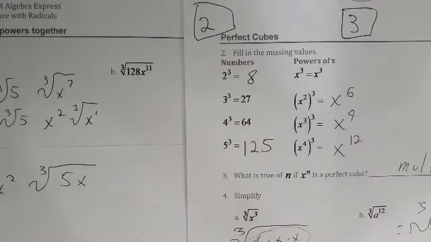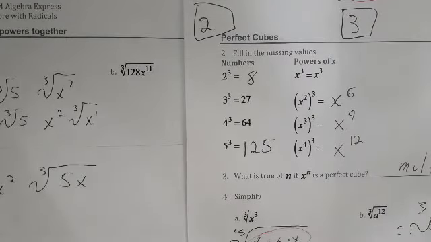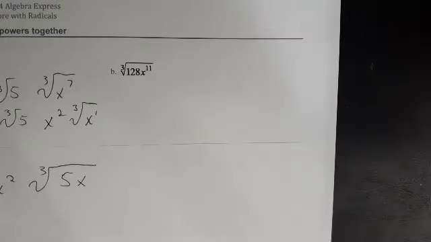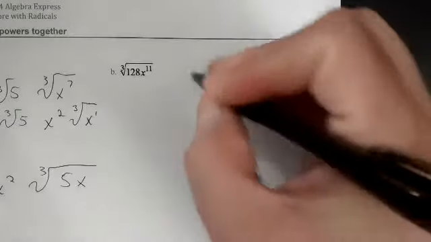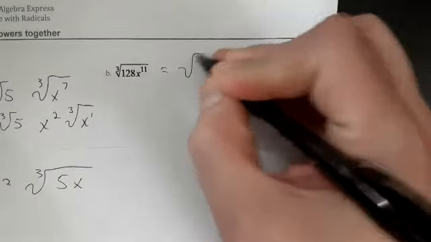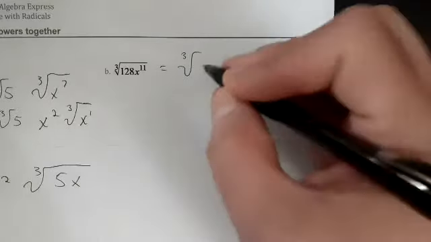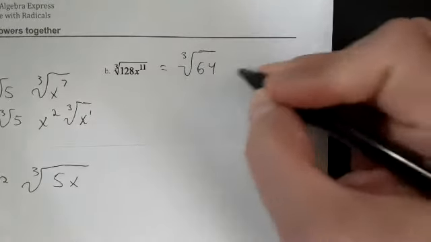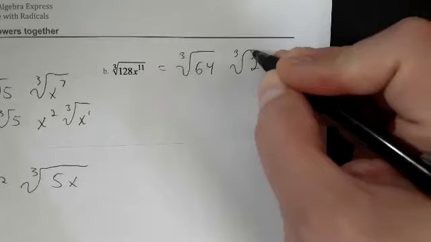So I'm looking, I think 8 will do it, but I think we can get 64. 128 divided by 64 is going to give me 2. So if we want to break this thing up, I can break this up into the cube root of 64 and the cube root of 2.